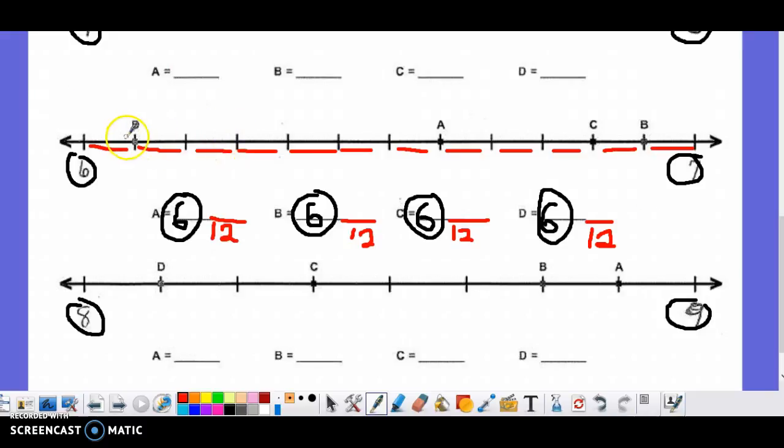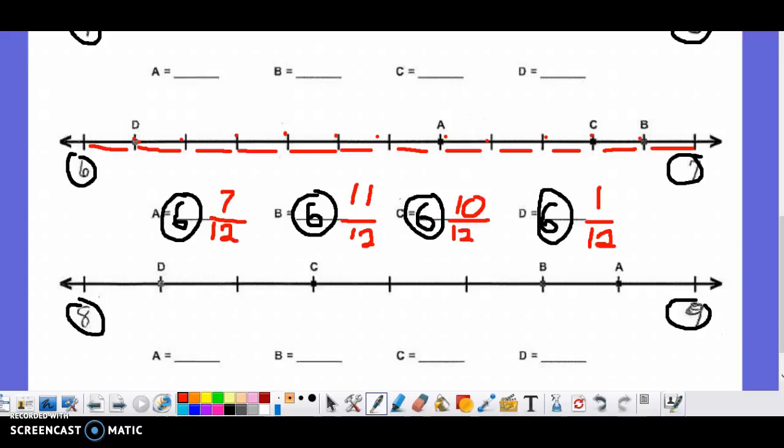And my numerators, count the sticks. D is the first one, which means it's 6 1/12. A, 1, 2, 3, 4, 5, 6, 7. B, 8, 9, 10, 11. And 1 before 11 is 10.